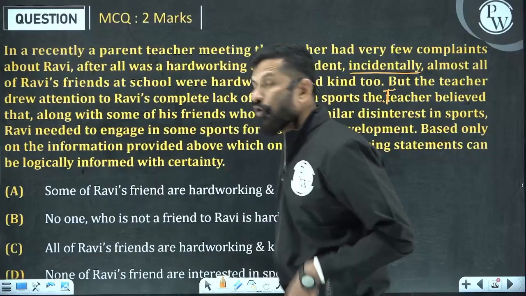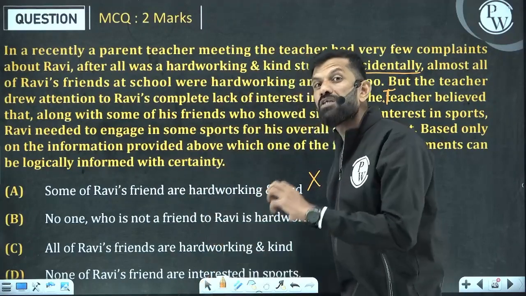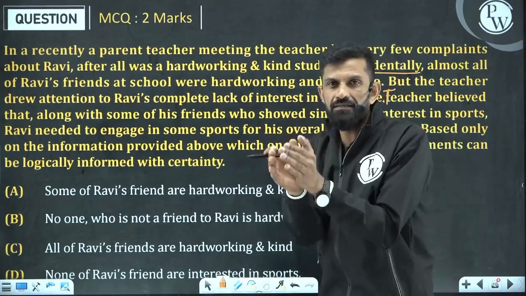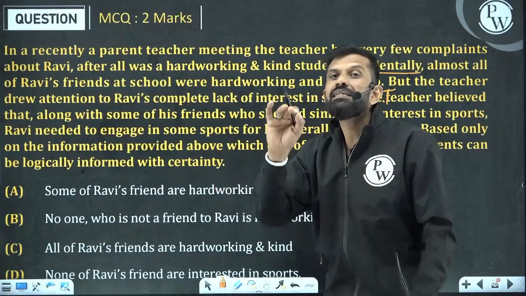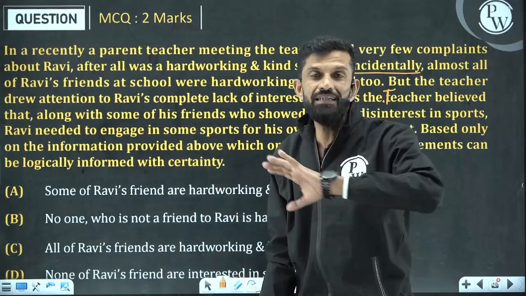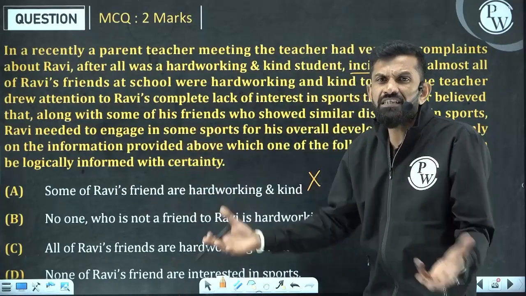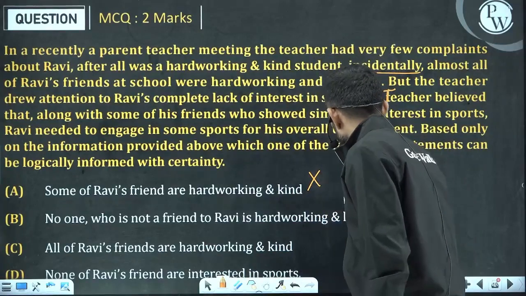Second, they have given: no one who is not a friend of Ravi is hardworking and kind. Meaning the students who were not friends of Ravi were neither hardworking nor kind. Is it so? We don't have any information about those students who were not Ravi's friends. So this also becomes wrong.